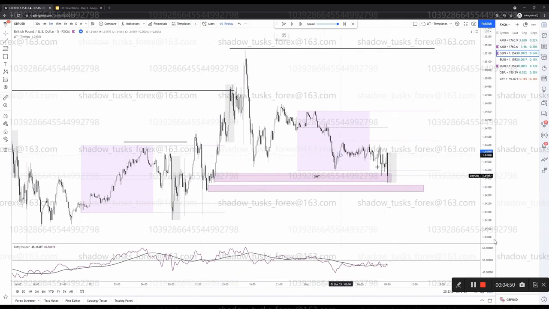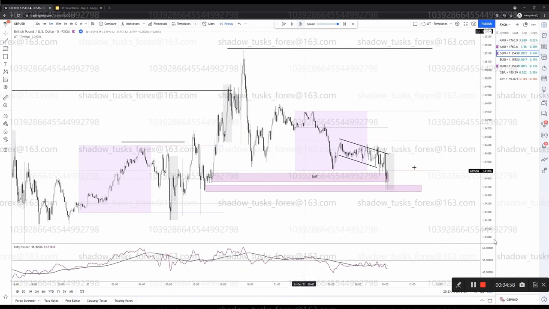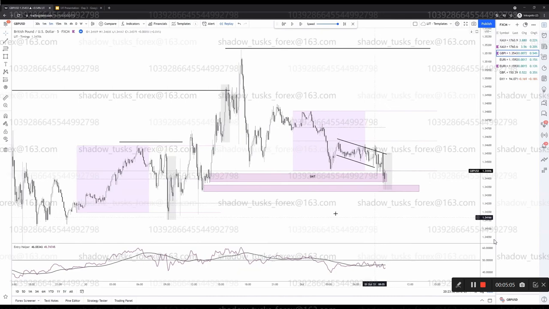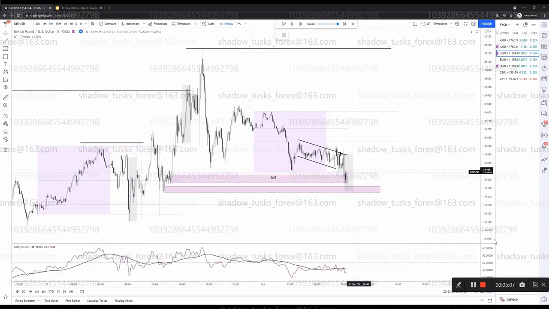What do we have? Channeling downwards, right? So awesome, we can look for this area for entries, right? Let's see if it taps in here, and now the whole thing starts again. So what do we do? We're waiting for break of structures. So that's the next valid break of structure. It is all above in here.